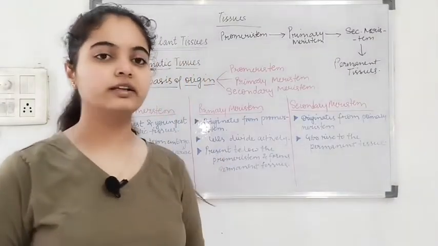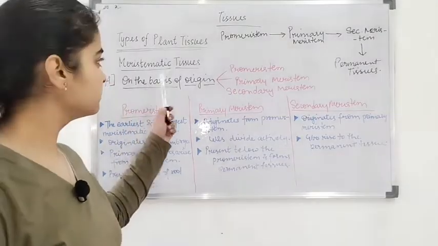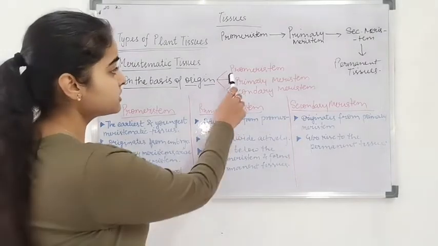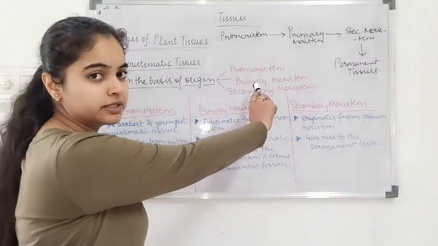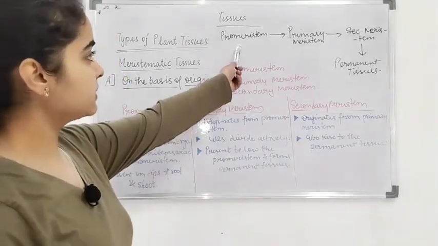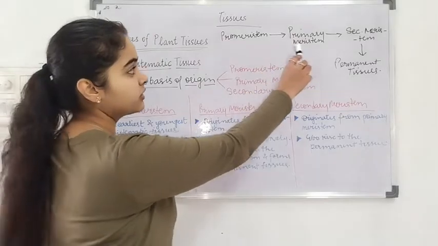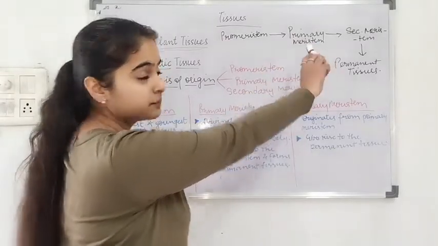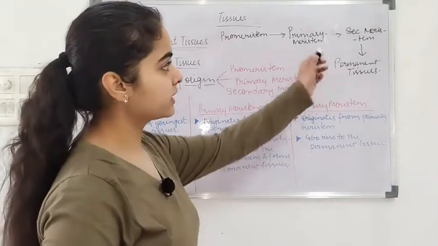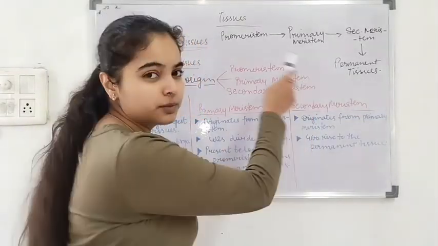Meristematic tissues are divided further. First, on the basis of origin. On the basis of origin, these are of three types. First is Promeristem, second is primary meristem, and the third one is secondary meristem. Promeristem forms from the embryo, and promeristem gives rise to primary meristem. Further, primary meristem gives rise to the secondary meristem, and the secondary meristem forms the permanent tissues.